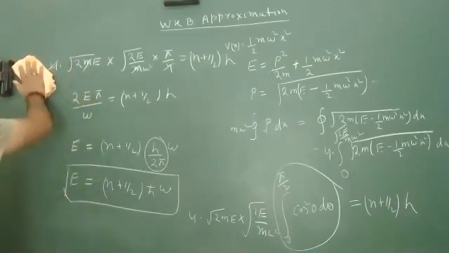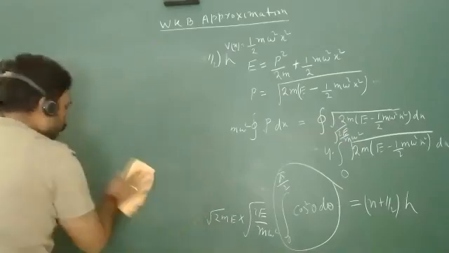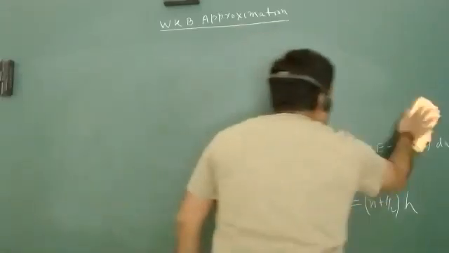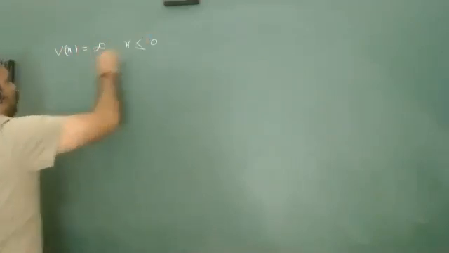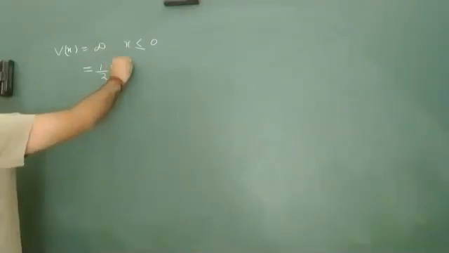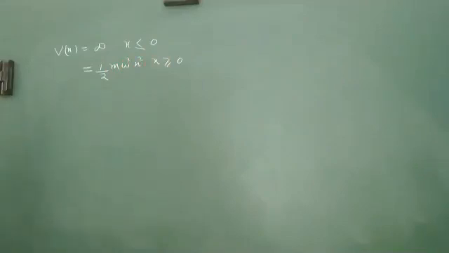Okay, so let's go for the next one. Next we have Vx equal to infinity if x is less than 0, and equal to half m omega square x square if x is greater than 0. So this is nothing but the semi-parabolic potential. You have to use the WKB approximation and find the energy of this particular potential, and we will try to figure out whether it is correct or wrong.